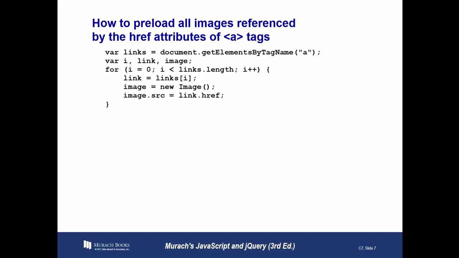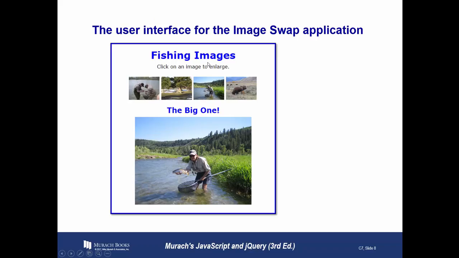So if we look at the code here, what you can see is, as it says, it's how to preload all images referenced by the href attributes of an A tag. Again, I don't know why they're doing it like this, because we'd want to use the $ sign, but they did it like this. Oh, I'm sorry, they did it by tag name. It's not by ID. All right. So we're going through here, and basically we're setting it up so that we are preloading the images.